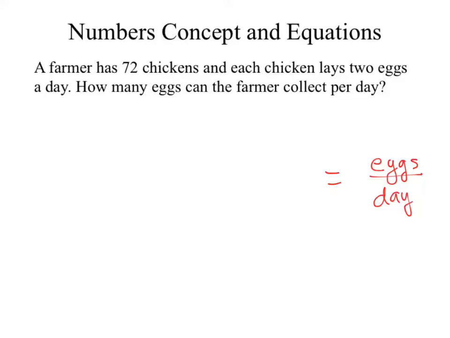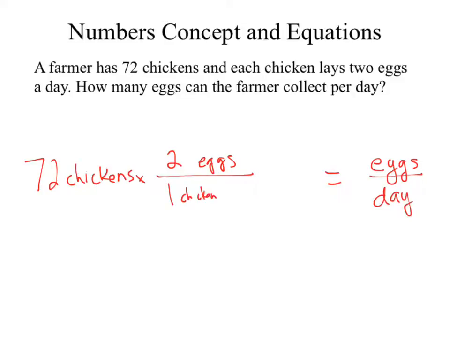What do we know to begin with? We have 72 chickens. That one's a bit odd to start with. Why? Is chickens eggs or day? No. It's not wrong, but it's a little odd to start with that because we don't know necessarily where to put it. What's the next thing we know? 2 eggs per chicken per 1 day. What happens to your units? Chickens cancel, and we end up with 144 eggs per day.